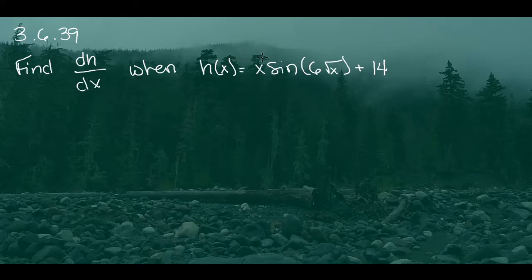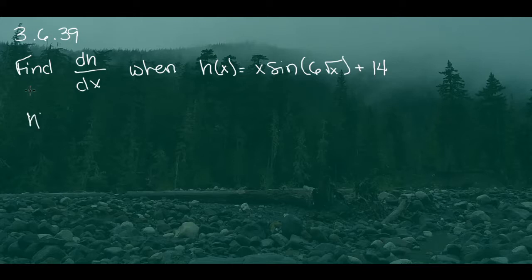Because I have a function, square root of x, which is not a simple constant, inside of another function, sine. So first I apply the product rule and then the chain rule, and this 14 over here is going to disappear because that's just a constant. Okay, so how's this going to work?